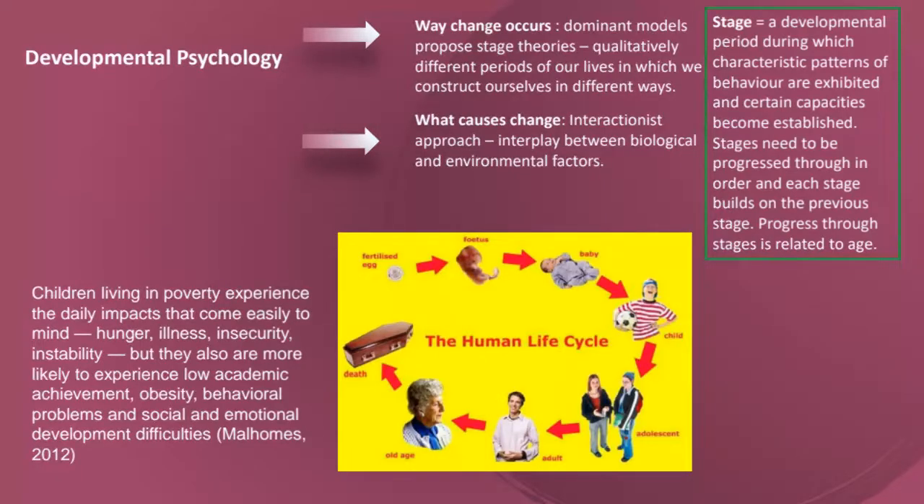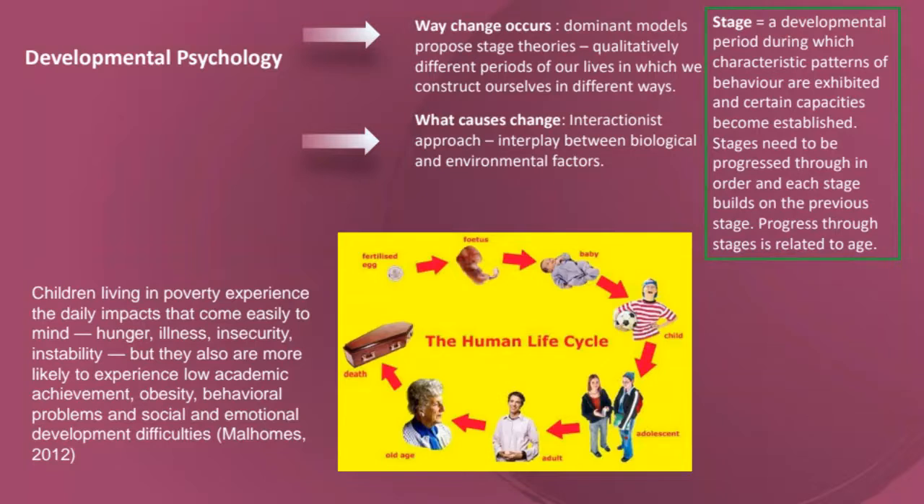So developmental psychology looks at the way that change occurs during our lifespan. Dominant models are very much around stage theories, that we progress through various stages, and once a stage is complete, we move on to the next stage. It's a developmental period during which patterns of behavior are exhibited and certain capacities become established, and they need to be progressed through in order, and one stage builds on the next.